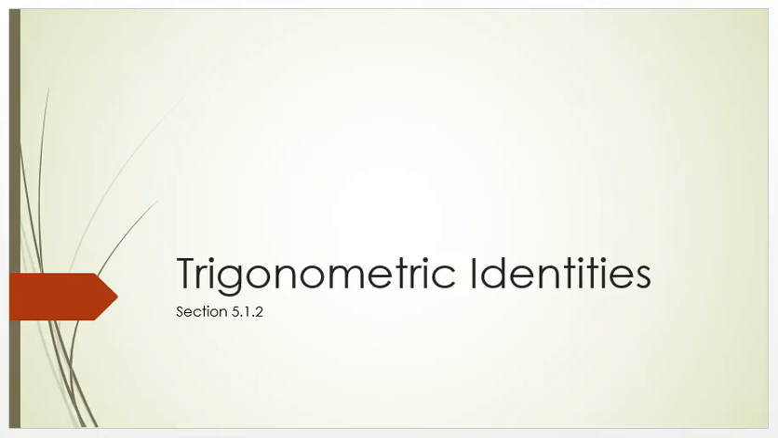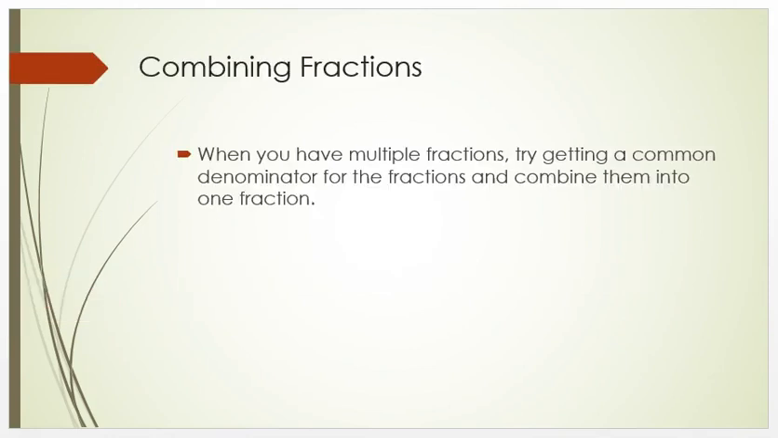Now we're going to look at another strategy for simplifying trigonometric expressions. Specifically, we're going to be talking about how to deal with fractions. When you have multiple fractions that are being added or subtracted together, you have to remember that you need a common denominator for that. So for example, if you had 1/2 plus 1/3, we can't add these together unless they have a common denominator. So we multiply the fraction on the left by 3/3 and the fraction on the right by 2/2. Basically, I'm taking the denominator of the other fraction and multiplying it across.